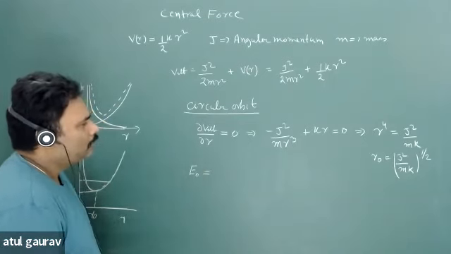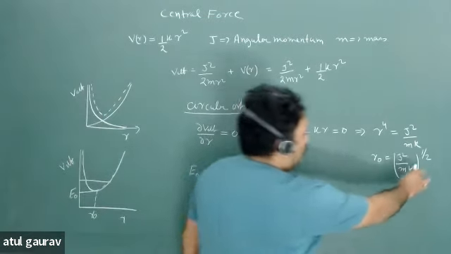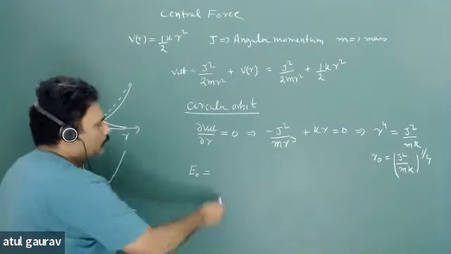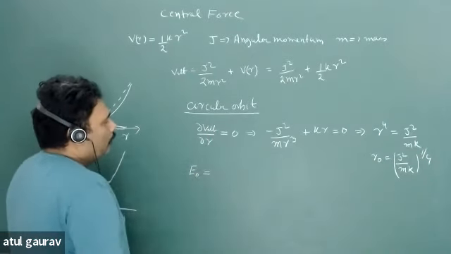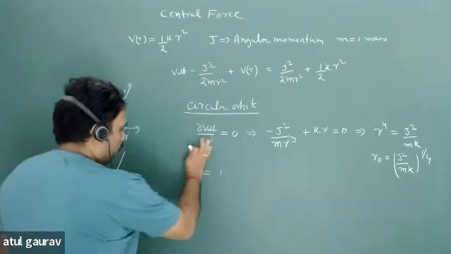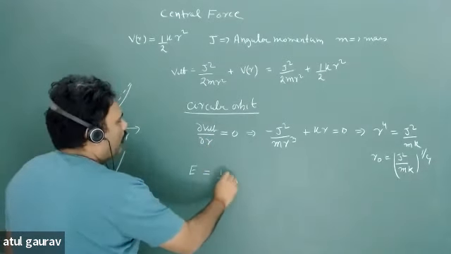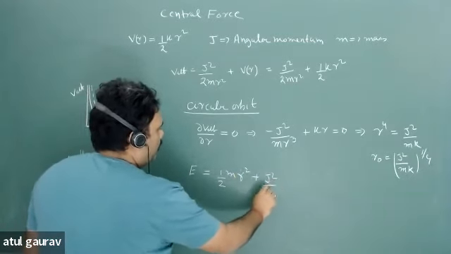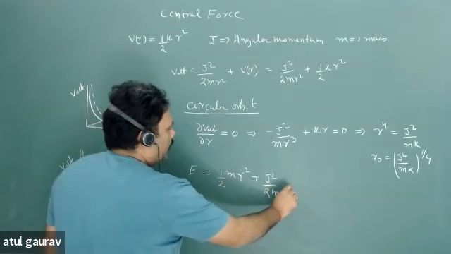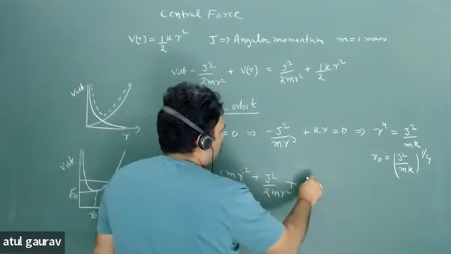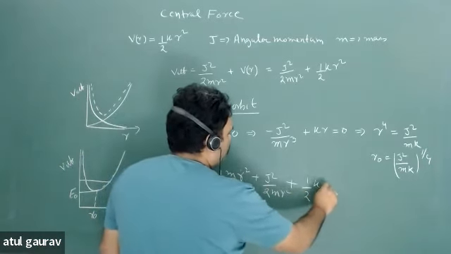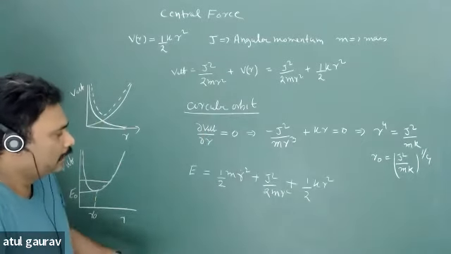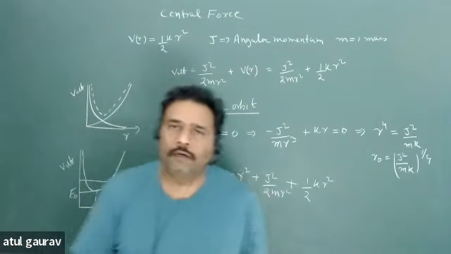What 1 by 4? Sorry, this is 1 by 4. Good, thank you. And what will be energy for the circular orbit? Energy can be written as half m r dot square plus j square upon 2m r square plus potential energy, and that potential energy is half kr square.